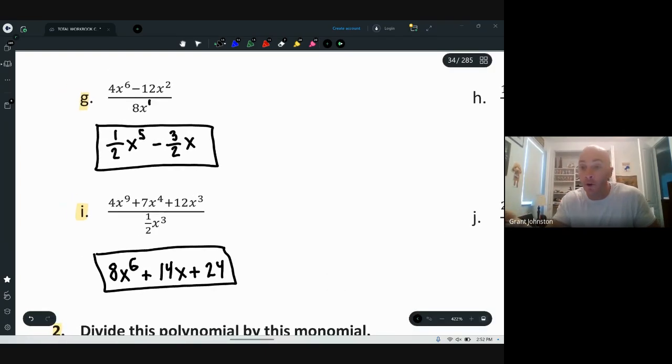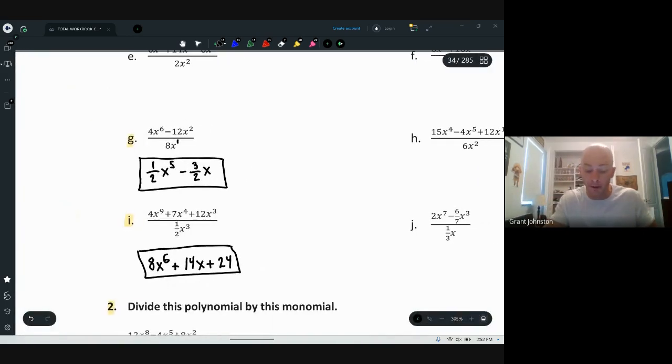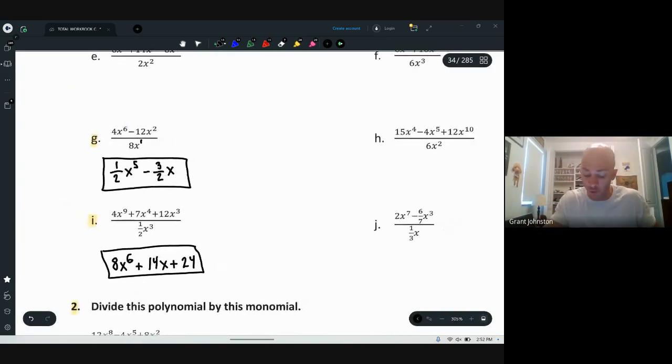Okay, so you get the idea. You just divide the coefficients, and then the exponent rule says to subtract the exponents. So I'll let you do all the rest for number 1. Now I'm going to go over number 2 with you.